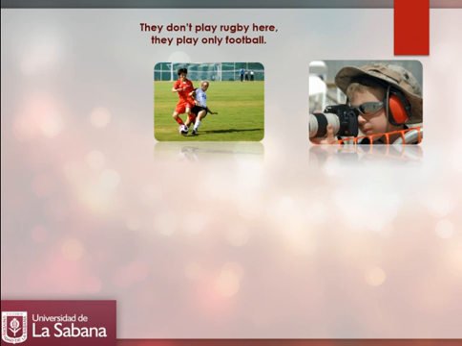Now let's take a look at a negative sentence and let's try to transform it into the passive voice. They don't play rugby here, they play only football. Once again, first we need to find the subject and object of the sentence, and we need to identify the main verb and its tense. So the subject of the active sentence is they, and the verb is play. And here it is in the present simple and negative form, don't play, and the object is rugby.